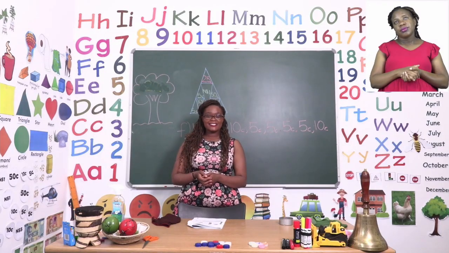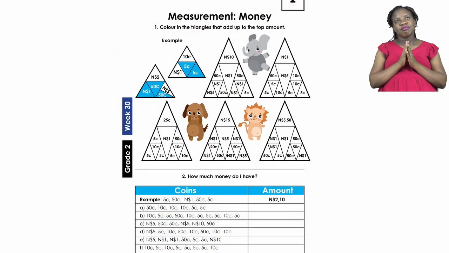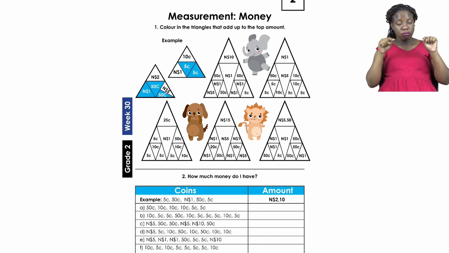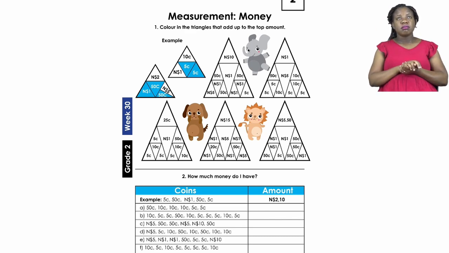Now for our lesson, boys and girls, let's turn to the next page, page 22. On page 22, we are going to be doing money. And this time, we are going to color in the triangles that add up to the top amount. Now, they've given you 2 examples, so we're going to go ahead and do the one that adds up to 25 cents. After that, we are going to calculate what is at the bottom, where it's asking, how much money do I have? So let's take a look at the board.